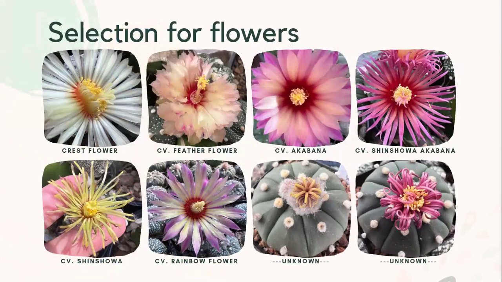For example, for the flowers, these are the flowers that I was able to see in the garden. These are all grafted, though, because I've been cactusing for like 3 years or so. This is the crested flower of Asterias. This is a cultivar named Feather Flower. This is Akabana, because the normal flower of Asterias is yellow, and this one is the red one. This one is Shinshu Akabana, which is a thread-looking flower. This one is the yellow version, called Shinshu, and then a rainbow flower. And this one I see in the garden.